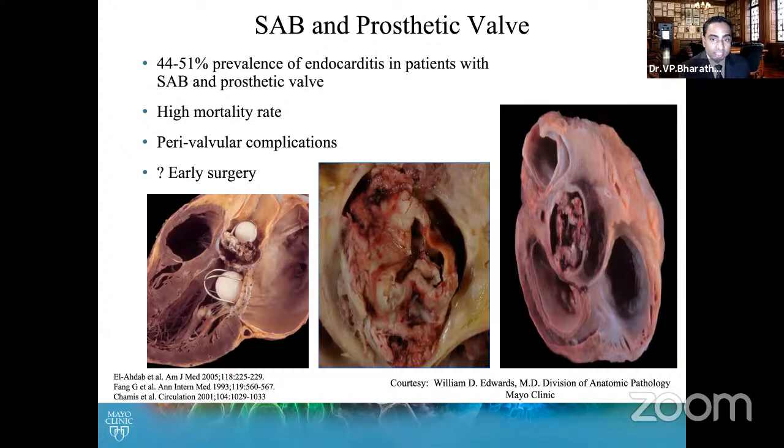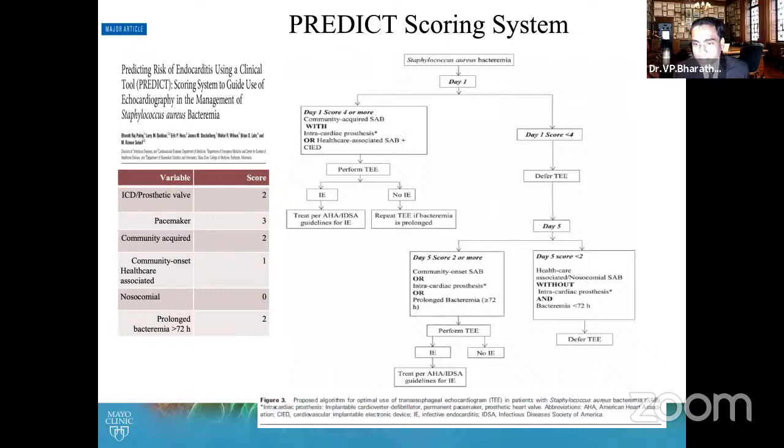So this is an algorithm or predictive scoring system to guide who needs an echocardiogram in patients with Staph aureus bacteremia. As you can see, if a patient has a prosthetic valve or ICD pacemaker, and the onset of bacteremia was in the community, they have a score of more than 4. That puts them at high risk for complications. They might have perivalvular complications that require early surgery. So these patients require TEE within the first few days of admission.